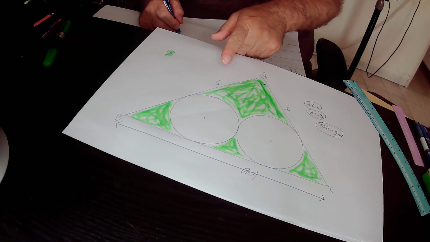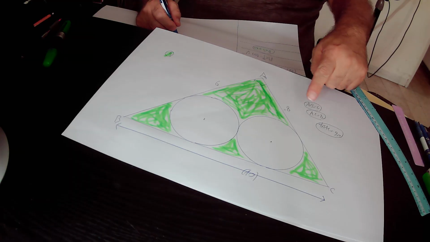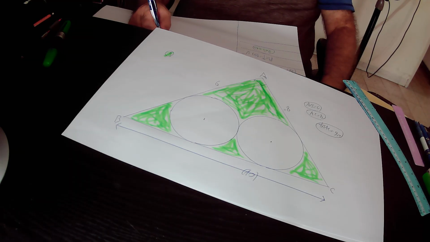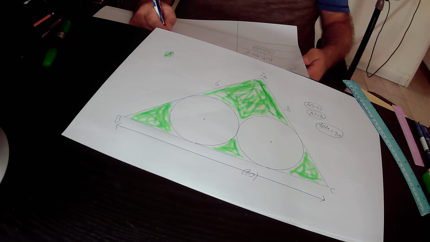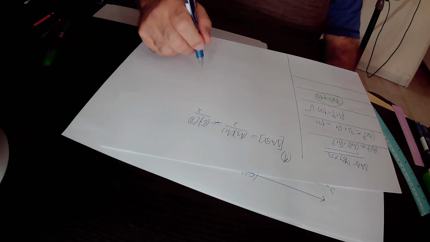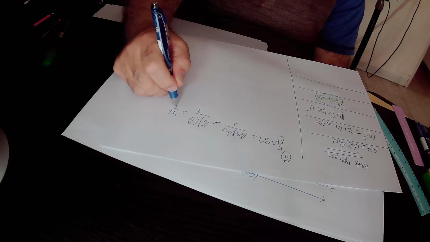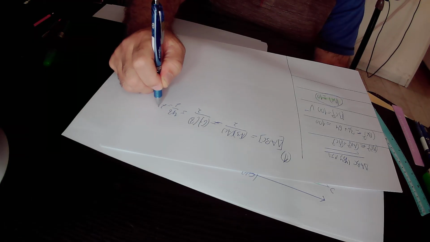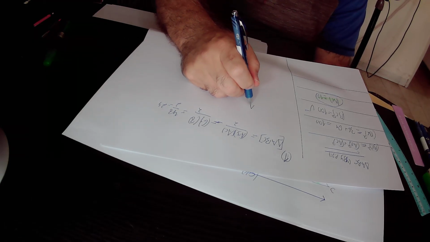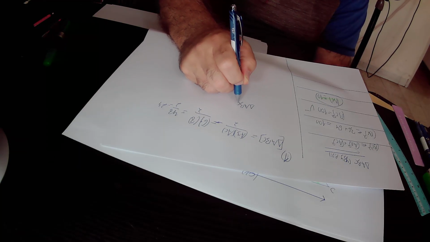AB equals 6 times the height AC, AC is 8, over 2. So the total area of the triangle equals 6 times 8 over 2. 6 times 8 is 48. 48 over 2 is 24. So the area of the triangle equals 24 square units.